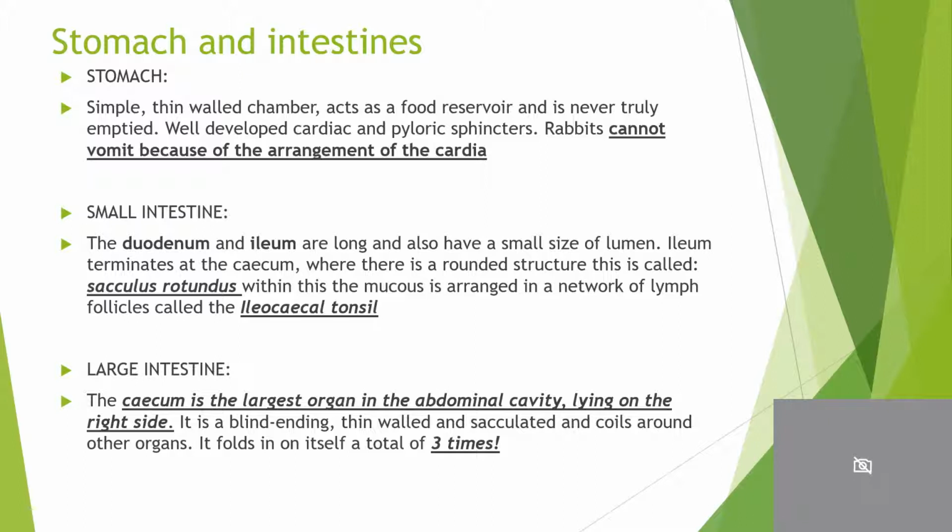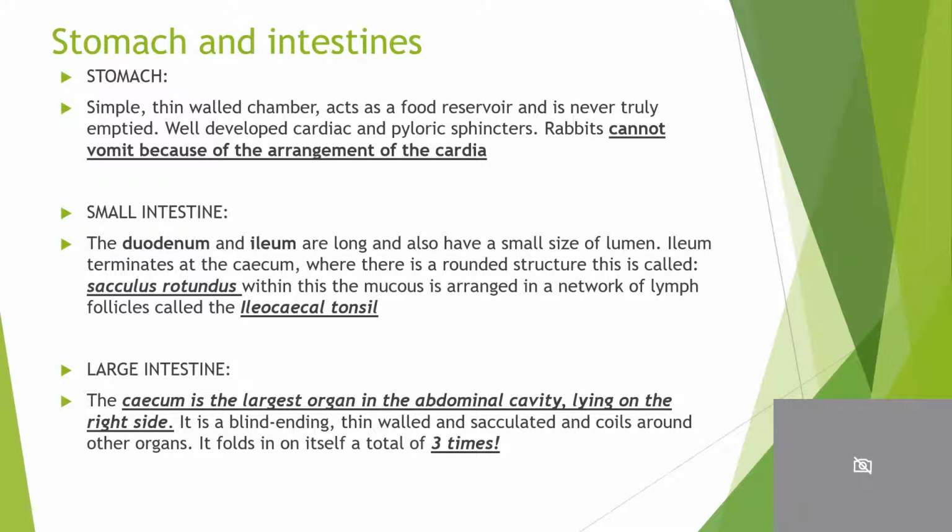The stomach and small intestines. The rabbit stomach is simple, it's a thin walled chamber, and it acts as a food reservoir and is never truly emptied. It has a well-developed cardiac and pyloric sphincter, and rabbits cannot vomit because of the arrangement of the cardia. Small intestine. The duodenum and the ileum are long and also have a small size of lumen.